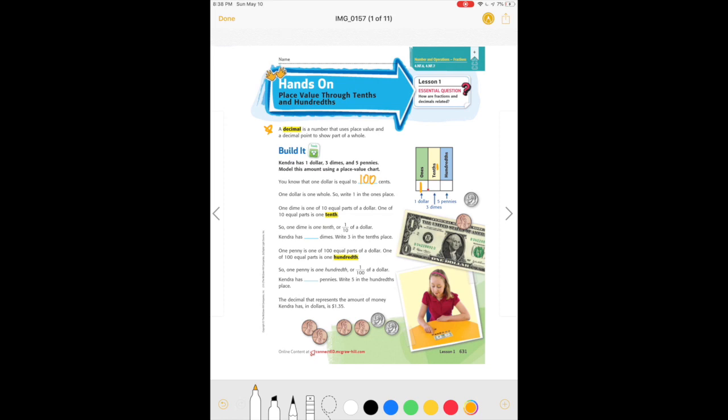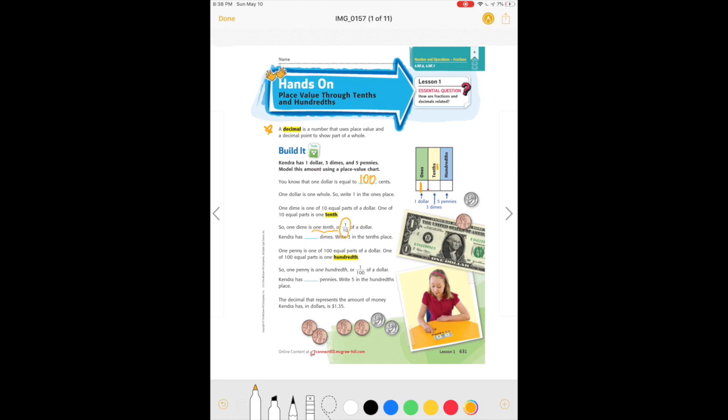So if I had a dime, that's 1/10 of a dollar, and I would need 10 dimes to make a whole dollar. So it's part of a whole. It's 10 pieces to make one whole. One of 10 equal parts is 1/10. So 1 dime is 1/10 of a dollar. You can write it in words, one tenth, or as a fraction, 1/10.